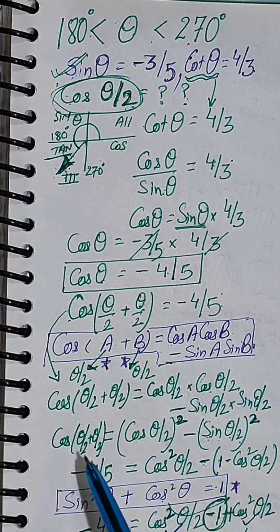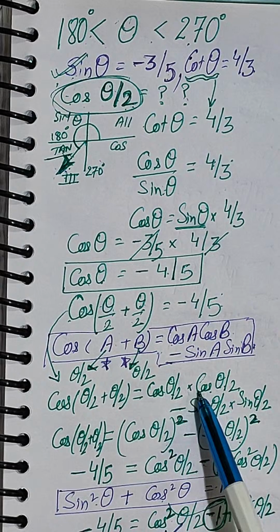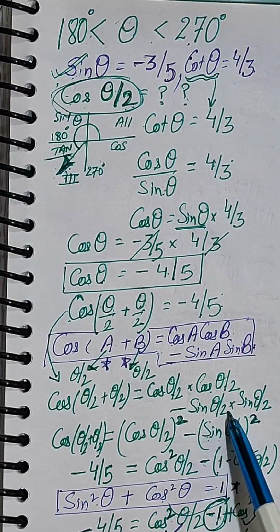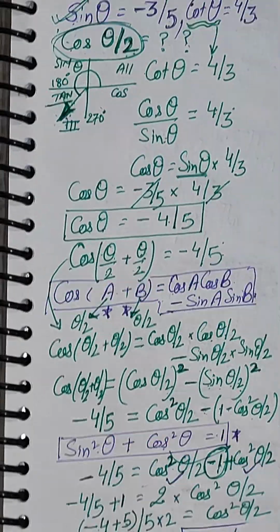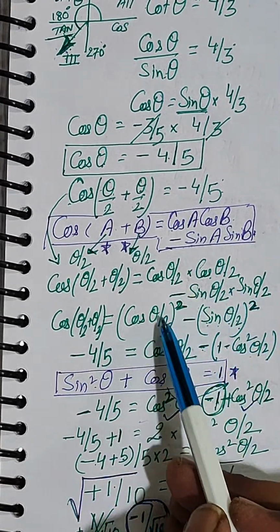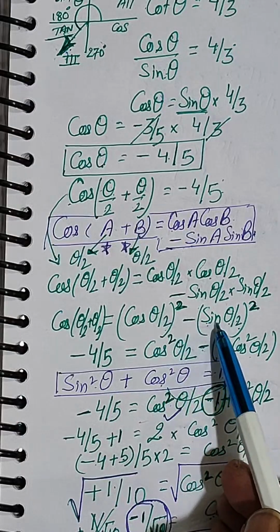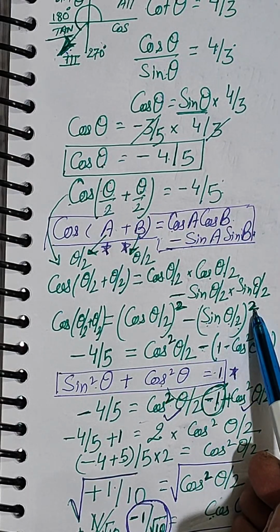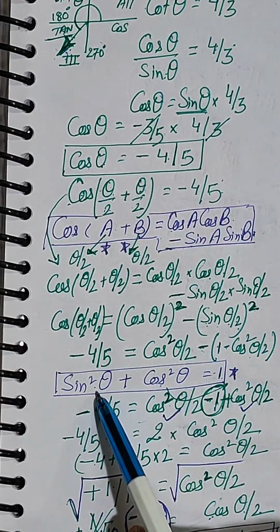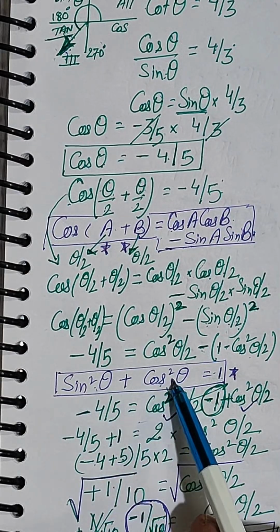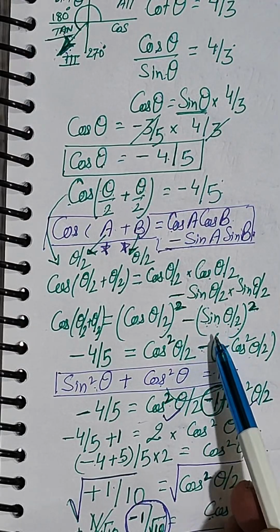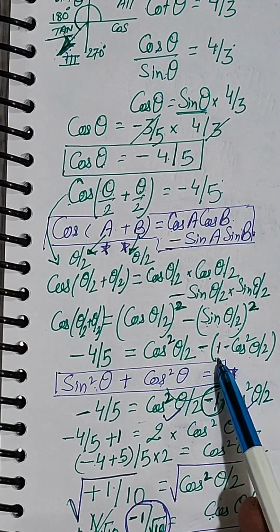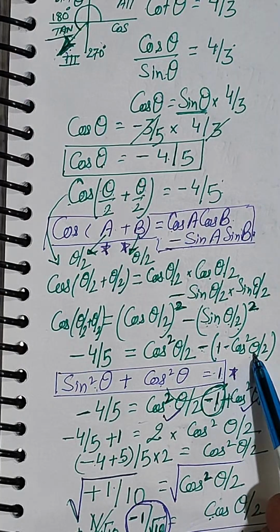And expand it using this formula, cos a cos b minus sin a sin b. When you expand it, you get cos theta by 2 into cos theta by 2 minus sin theta by 2 into sin theta by 2. So both are coming two times. So this can be written as cos theta by 2 whole square minus sin theta by 2 whole square. So a square minus b square. Now using this identity, sin square theta plus cos square theta equal to 1, we can replace this sin square theta by 2 into the form of cos square theta like that. 1 minus cos square theta by 2.